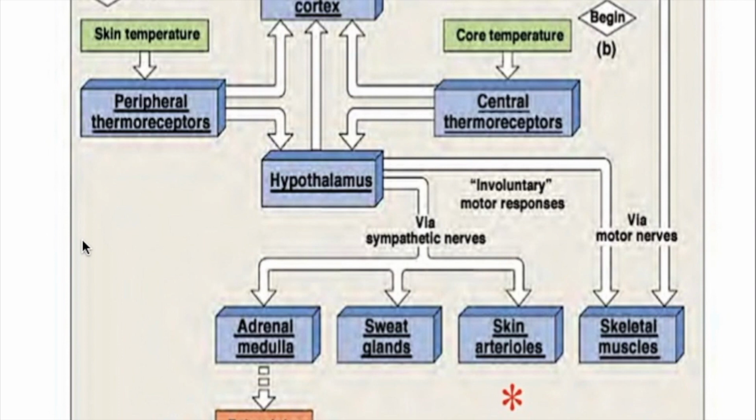The peripheral thermoceptors are responsible for detecting any change in the skin temperature or the atmospheric ambient temperature, while the central thermoceptors analyze the core body temperature. So when the signals reach the hypothalamus, it takes appropriate actions and sends orders to the effector organs, and these effector organs include the adrenal medulla, which releases epinephrine to increase the metabolic rate and hence increase the heat production.